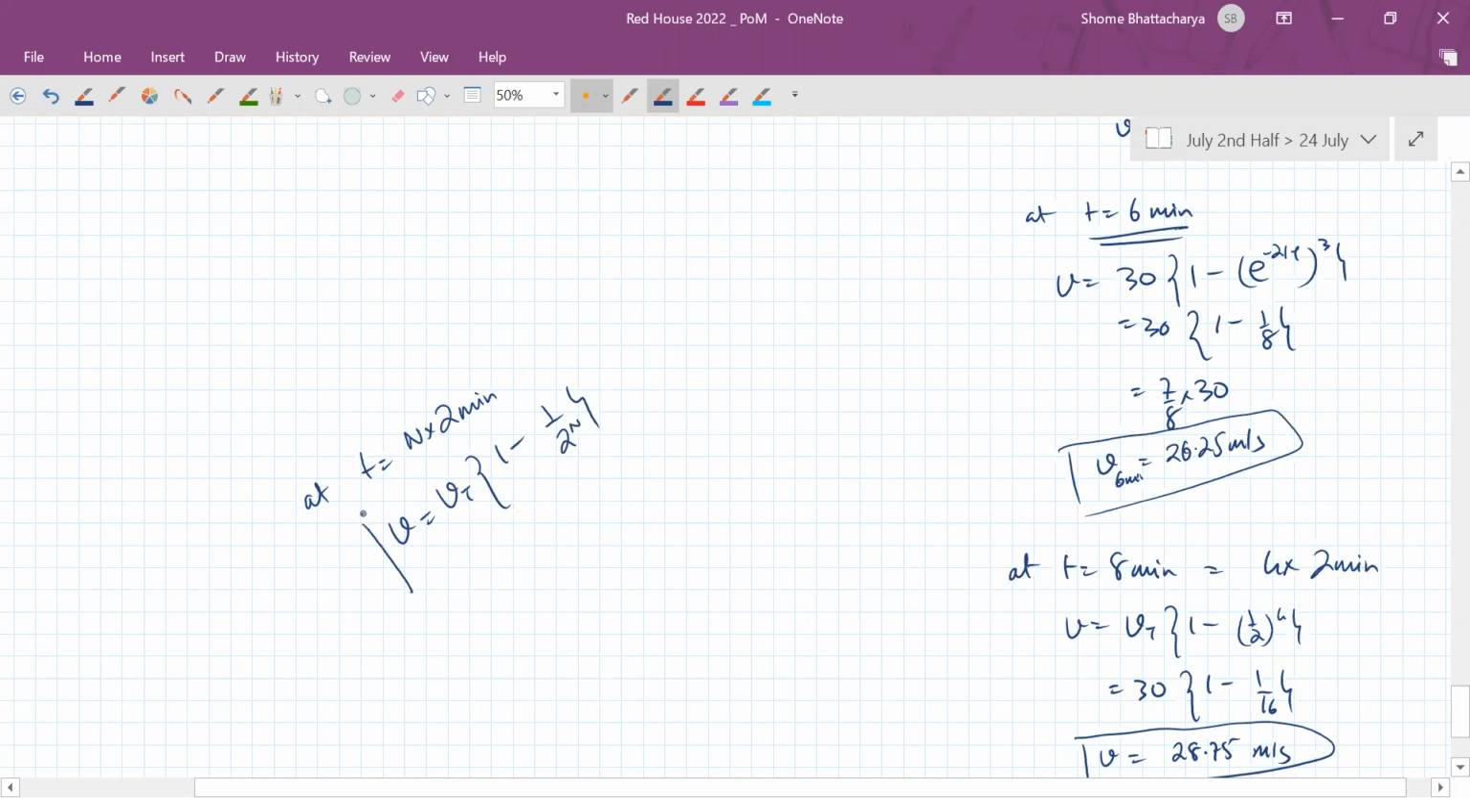So you can see that it never truly becomes the terminal velocity, but at the same time, the moment n is something like 5, 6 or 7, it's practically speaking equal to the terminal velocity. The difference is not going to count too much.